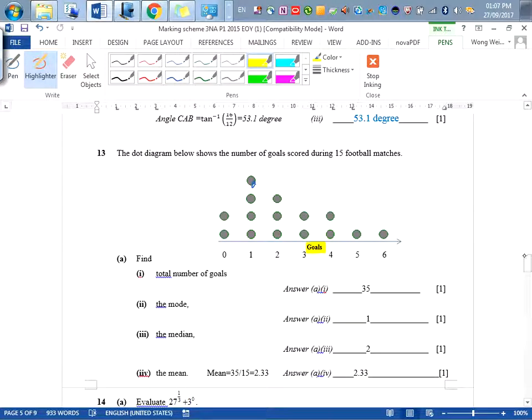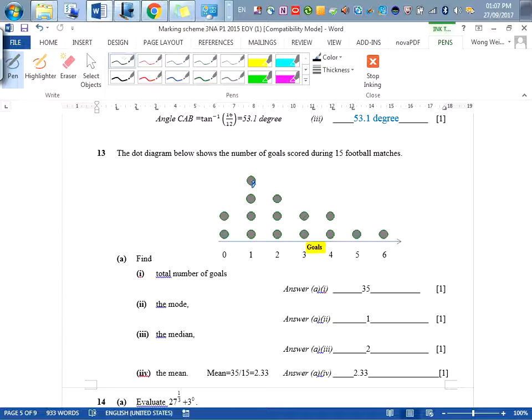Alright, now with this, tell me, what is the mode? What does mode mean? The most, yes, the most. So all these, which one got the most? 1. So it happened 4 times, so 1. What about median? Median refers to the middle. Okay, so what is the middle?